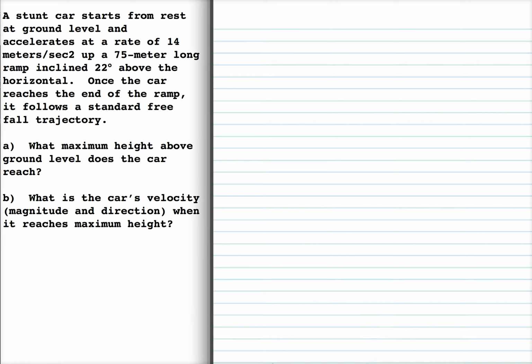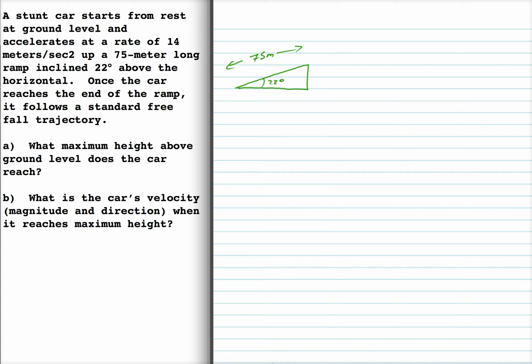Okay, this is a problem with two different parts, two different accelerations, so we can use our equations of motion with constant acceleration as long as we're careful to separate the problem into two parts. Let me start with the diagram. So the car is accelerating up a ramp that is inclined 22 degrees with respect to the horizontal. Let's see, it starts from rest, accelerates up a 75 meter long ramp, so the ramp is 75 meters long.